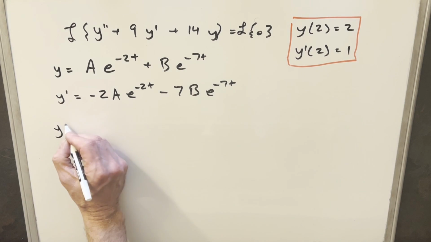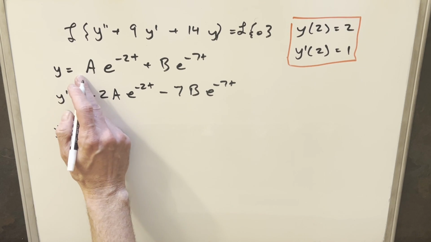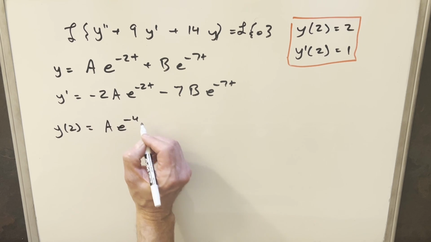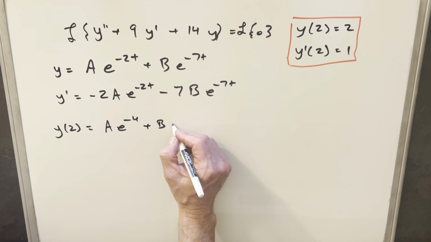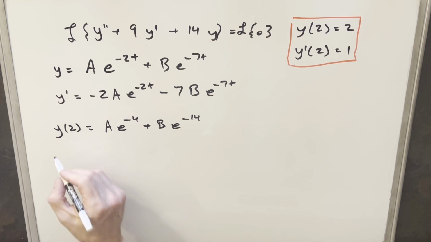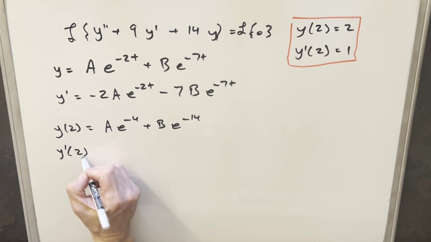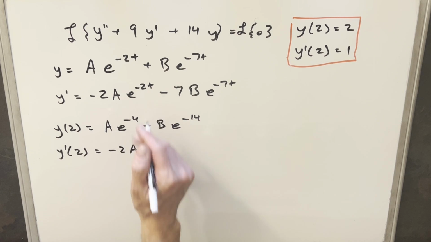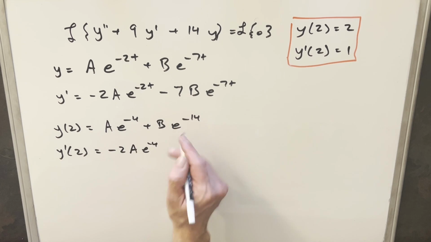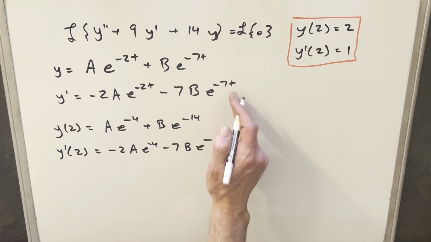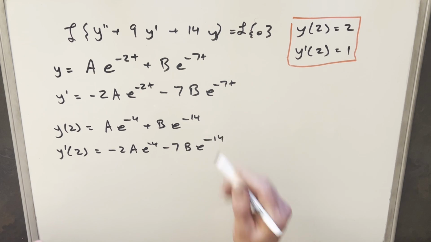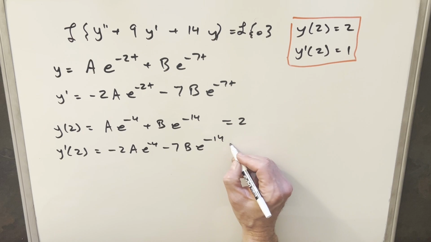So first we'll look at what is y of 2. We'll take this first equation and just plug in 2. This is going to give me a e^(-4) plus b e^(-14). Then doing the same thing here, y prime at 2, we'll plug in here, so we're going to have -2a. This again is going to be e^(-4). And then here we'll have -7b, and plugging 2 in here, we have e^(-14). And we have our values for each of these. This is actually 2 here, and this is actually 1.